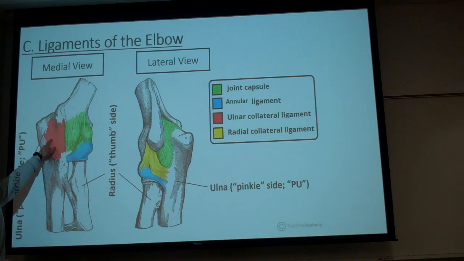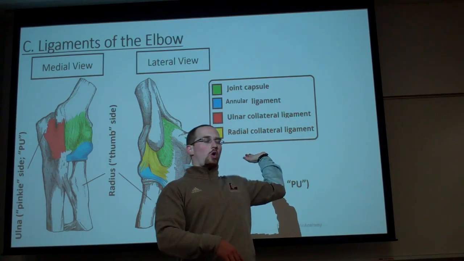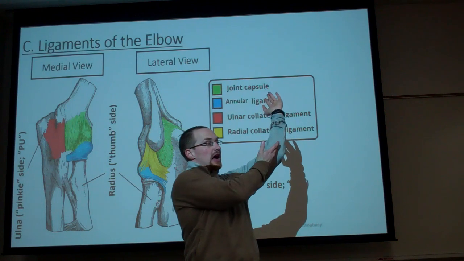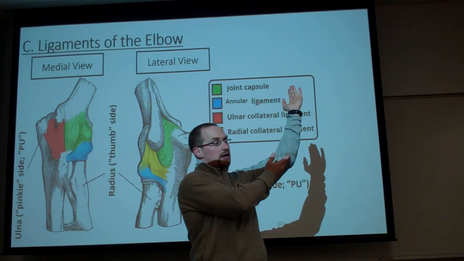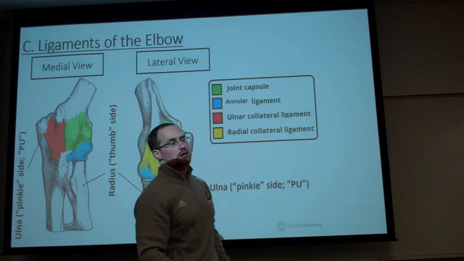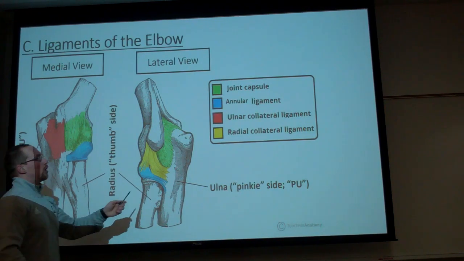In red, any baseball players in here? The ulnar collateral ligament, otherwise the UCL. This ligament will get stretched a lot whenever we throw overhead. It lies right here. It connects the humerus to the ulna. And it should make sense there.